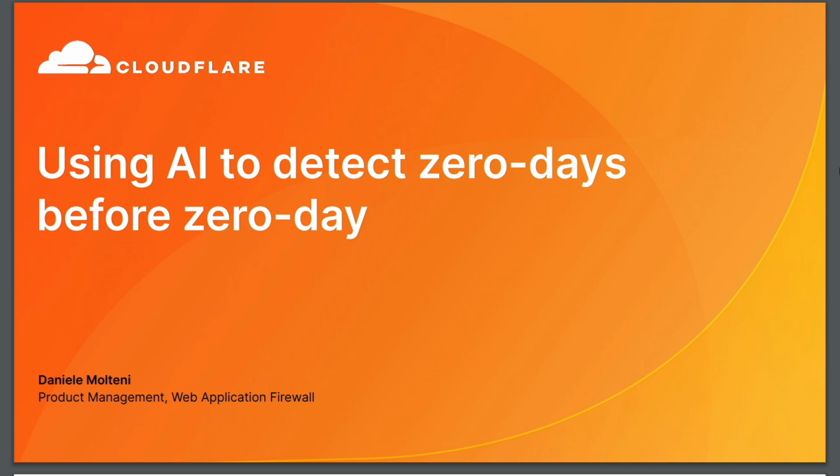Today, we're going to talk about how we use AI to protect internet traffic, to block hackers from hacking into those applications. The title sounds a little bit cryptic, 0 day before 0 day. If you don't know what a 0 day is, don't worry, we're going to talk about that in a second.